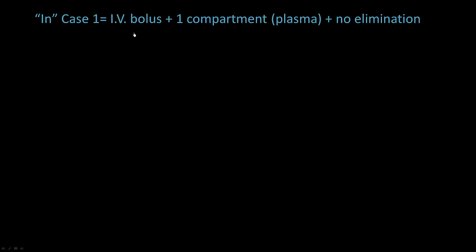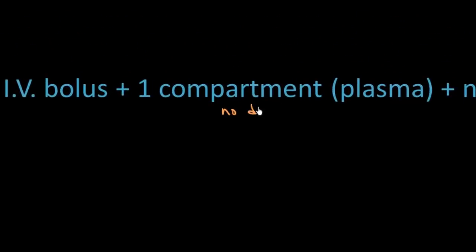So here's our case. We're talking about drugs getting into our body. We're going to give a drug IV bolus. This means intravenously, and bolus means that it's all at once. It goes into one compartment, and that compartment is the plasma. So this means no distribution.